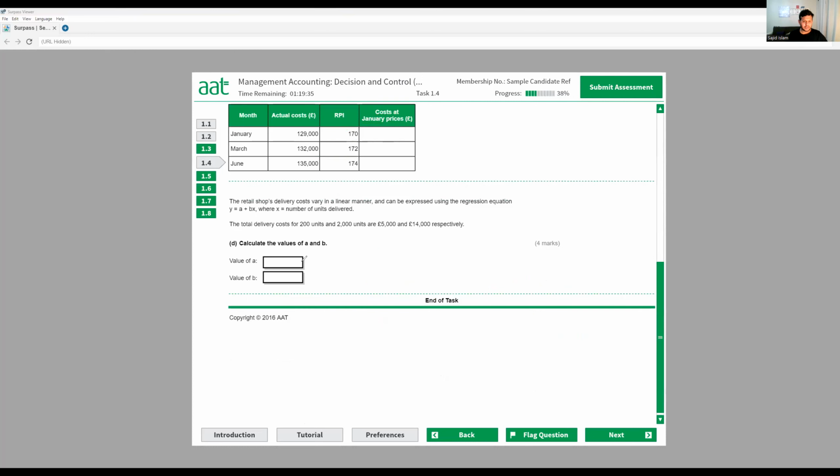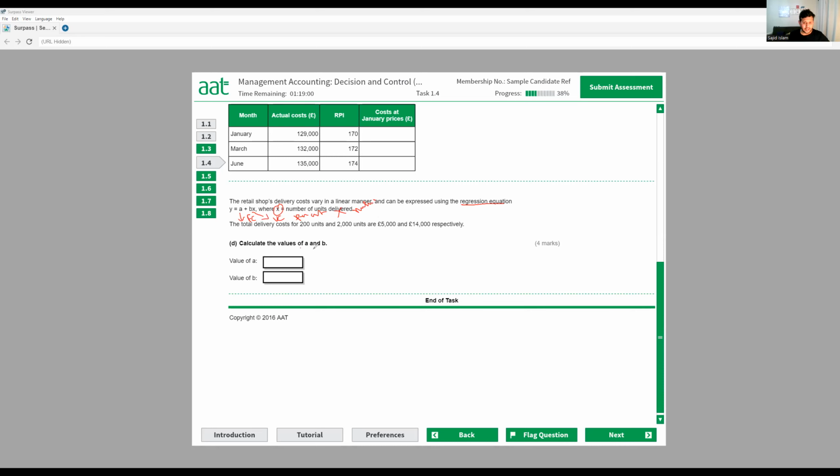The next one is asking about linear regression. And the regression analysis, y equals a plus bx. So a is basically the fixed cost, and b is basically the variable cost per unit, and x is basically the number of units. You need to remember this formula. Make sure you revise this question. It's very common. The regression analysis always comes in the exam.